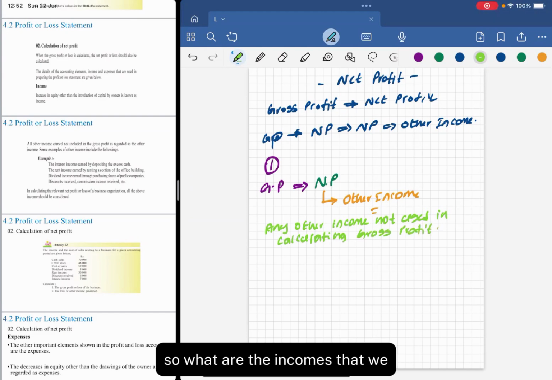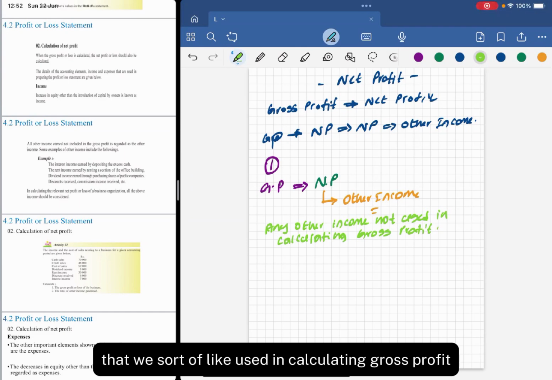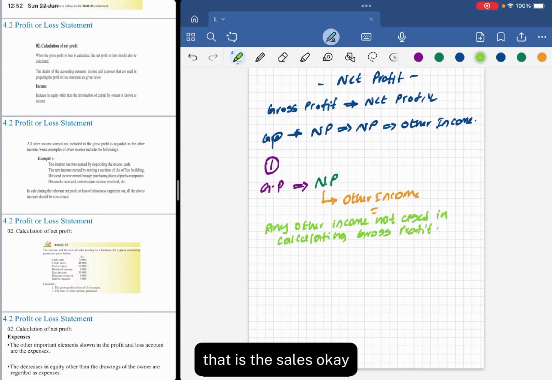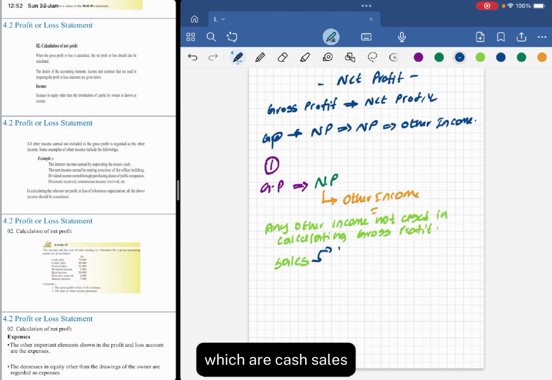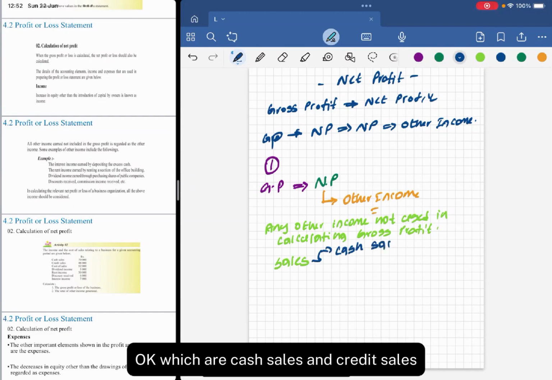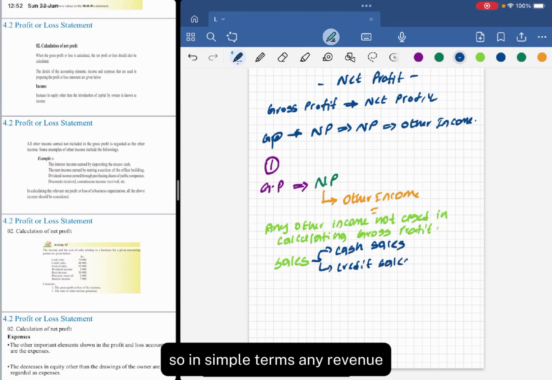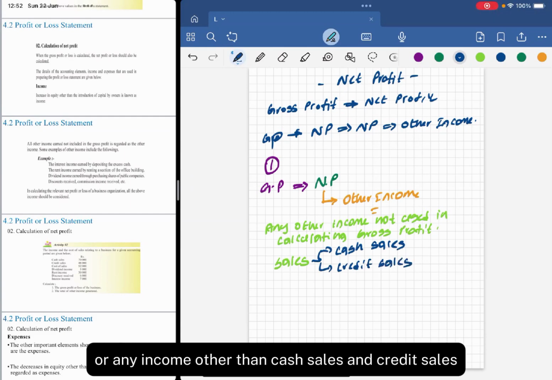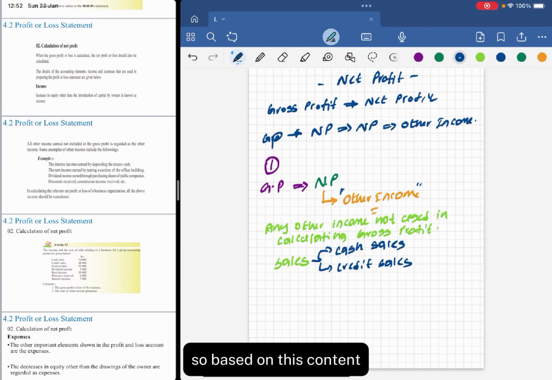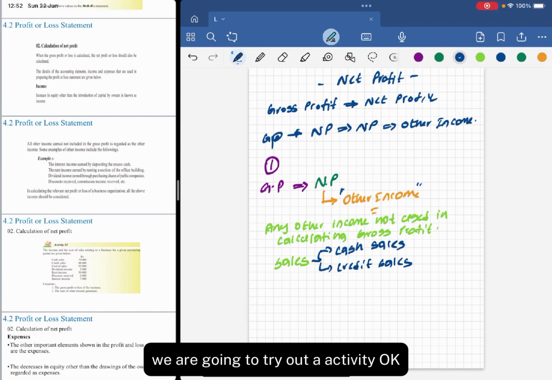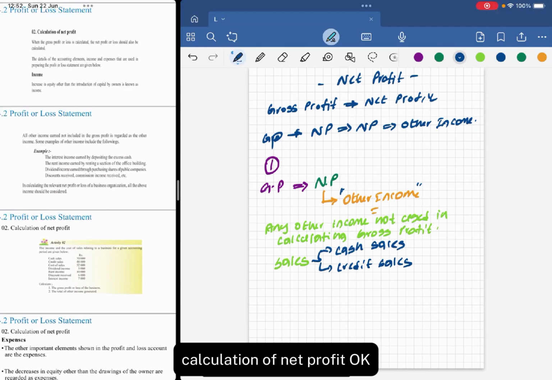So what are the incomes that we used in calculating gross profit? That is the sales. Sales include two components, which are cash sales and credit sales. In simple terms, any revenue or income other than cash sales and credit sales usually falls under other income. Based on this content, we are going to try out an activity: calculation of net profit.